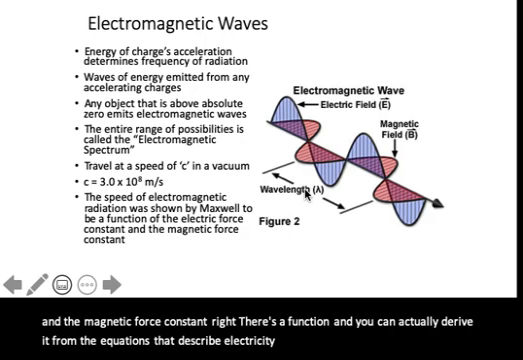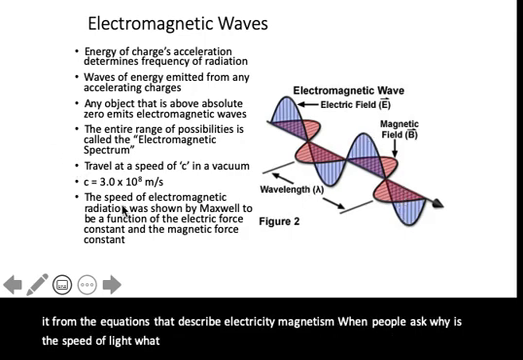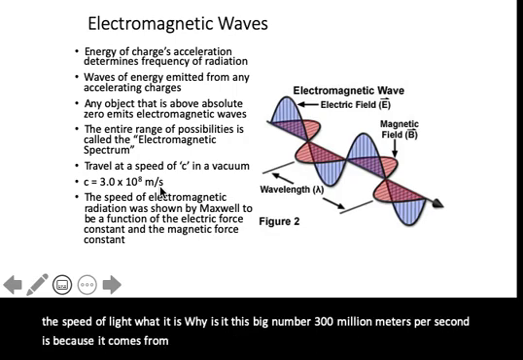So when people ask, why is the speed of light what it is? Why is it this big number, 300 million meters per second? It's because it comes from the K value in Coulomb's law and the mu value in the magnetism equation.